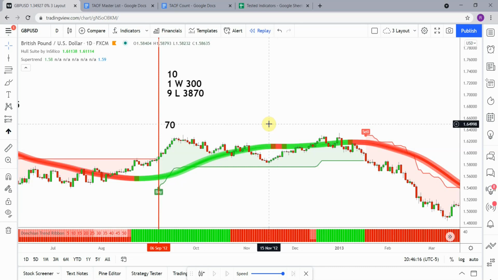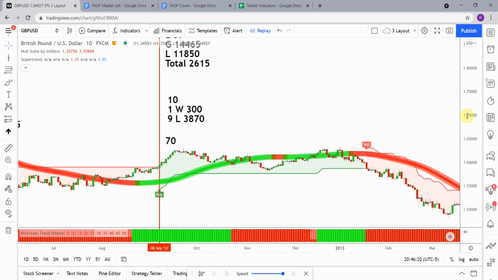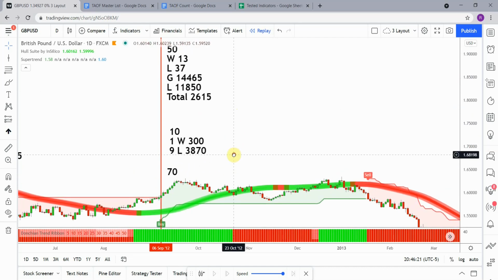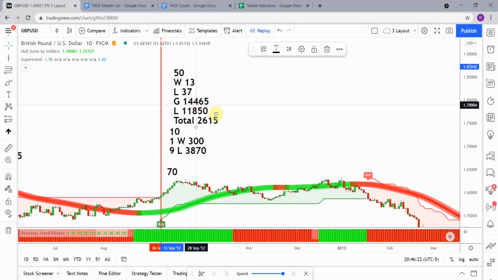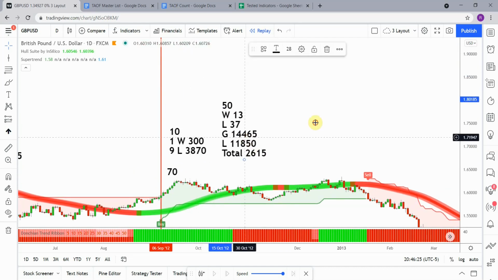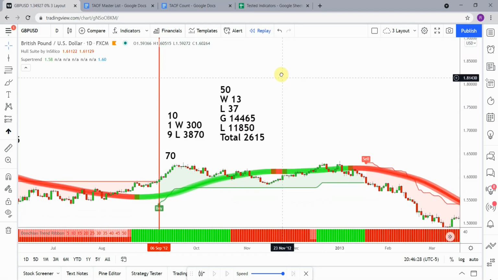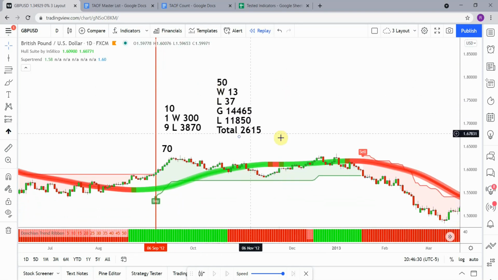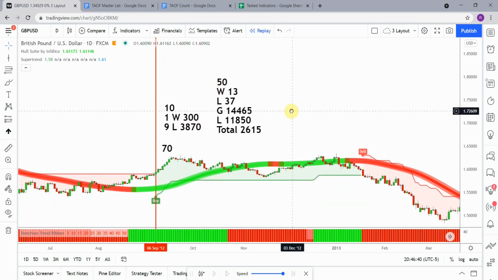Okay, so what was this strategy able to achieve? Let's take a look at what we have here. All right, so we put this through a 50 trade test. It took almost 20 years of testing to get through the 50 trades. We had 13 winning trades. We had 37 losing trades.